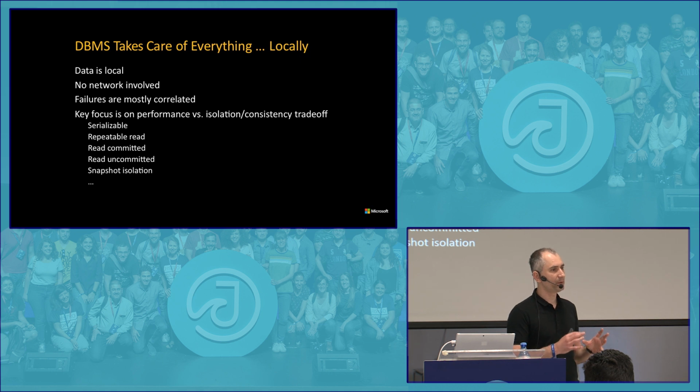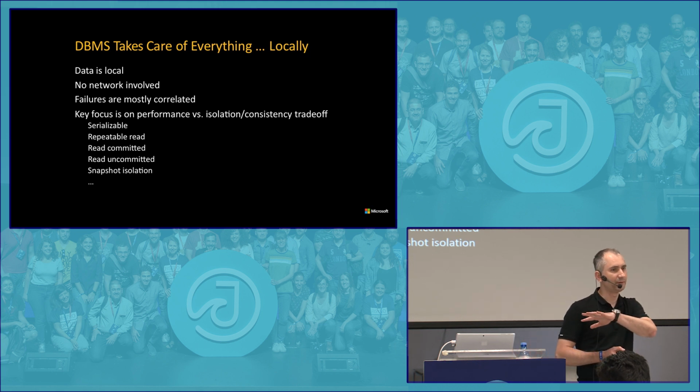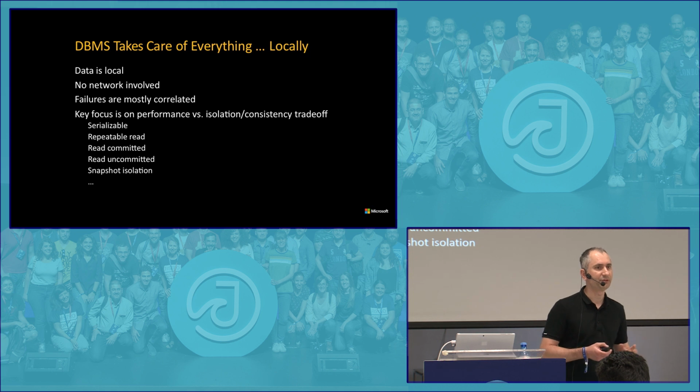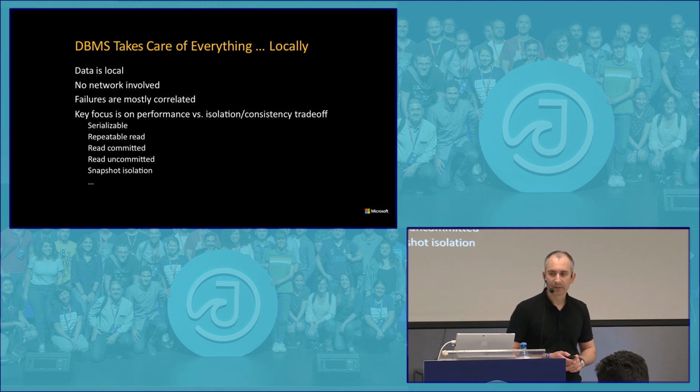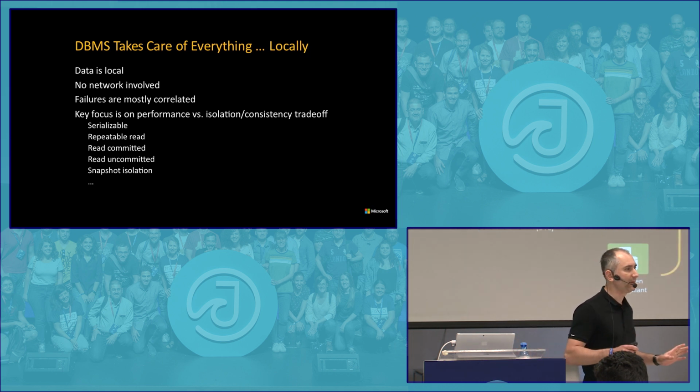It's a much simpler problem to solve, and the most focus in databases was on this trade-off between isolation, consistency levels, and performance. If you lower some of those guarantees, you can have a higher throughput. That's why there is this range of consistency model support and the range of isolation modes. But if we go to distributed transactions, it's a very different game.